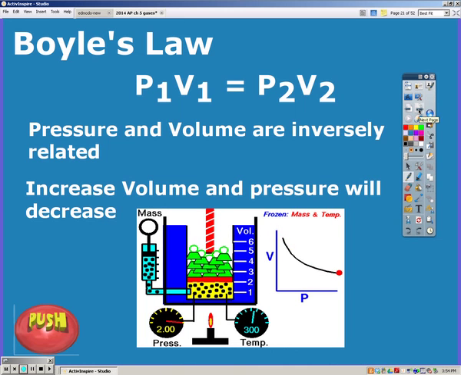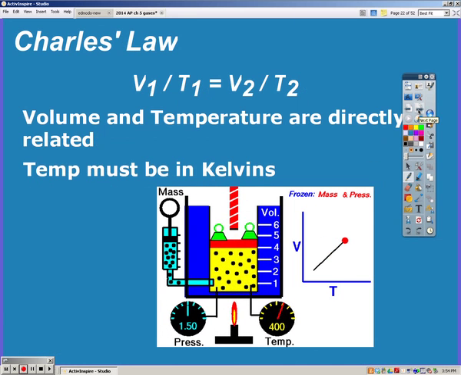So let's look at our gas laws that relate what those pictures are saying quantitatively. So Boyle's law is what we just saw in that last picture. It says that pressure and volume are inversely related. P1V1 equals P2V2. As long as pressure and volume are in the same unit, it doesn't matter what their units are.